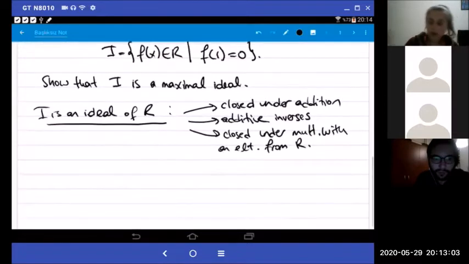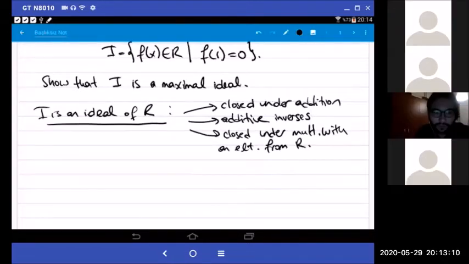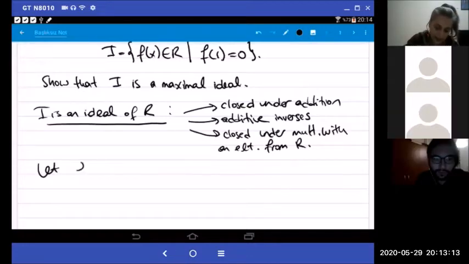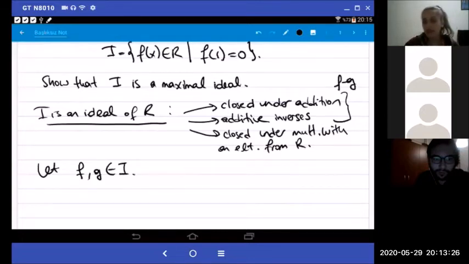Okay, now let us start. Let us take f and g from I. For these two conditions, we can just show that if you take two elements, either you can show that f plus g is in I and minus f is in I separately, or you can directly show that f minus g lies in I, and this difference covers these two conditions, okay?